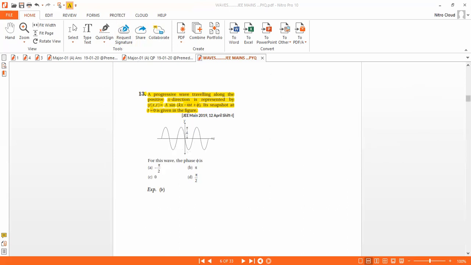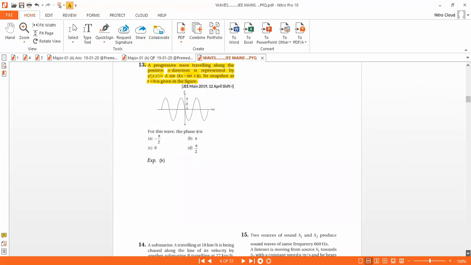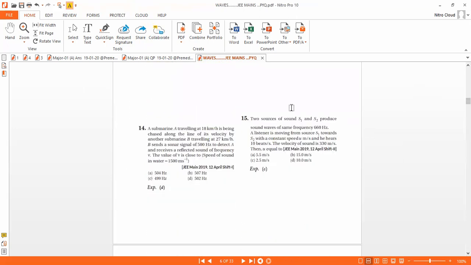Next question. A submarine A traveling at 18 km per hour is being chased along its line of velocity by another submarine B traveling at 27 km per hour. B sends a sonar signal of frequency 500 Hz to detect A and receives a reflected sound of frequency. Then the value of the frequency is close to.